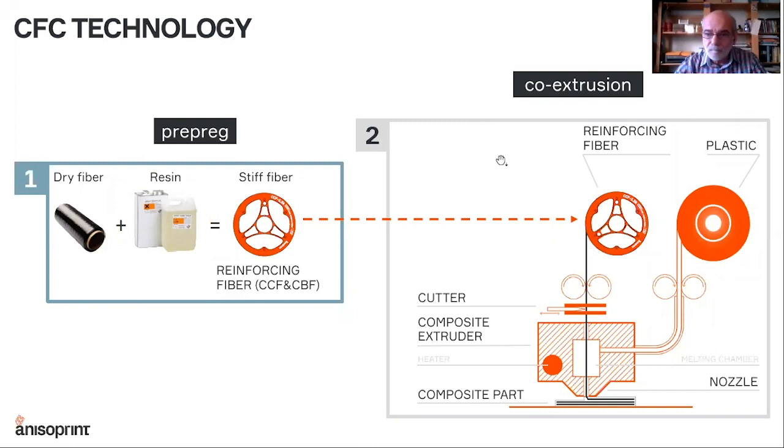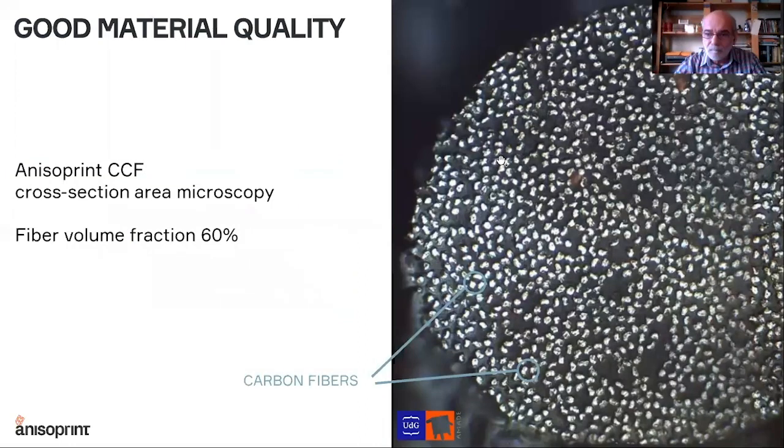And it's quite easy to achieve good impregnation, good adhesion between the thermoset and the fiber, and to achieve high fiber volume fraction in this material. You can see on a microscopy image that the distribution of fibers is quite good, the fiber content is very high, and there is virtually no porosity inside.